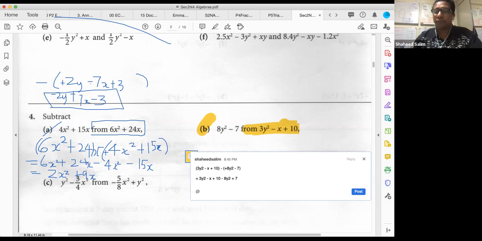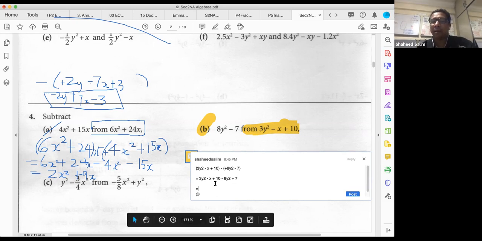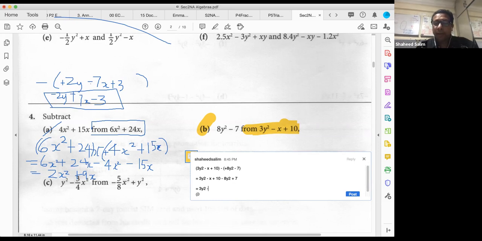Shafi, second time, Shafi. Minus minus give you plus. Minus minus give you plus. So now down here, what do we do? We group them together. There are three different items. There's y square, there's x, and there's the number. So Ryan, this is not x square, it's y square. So we put 3y square minus 8y square, and then minus x plus 10 plus 7.